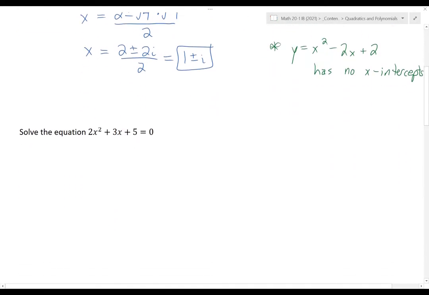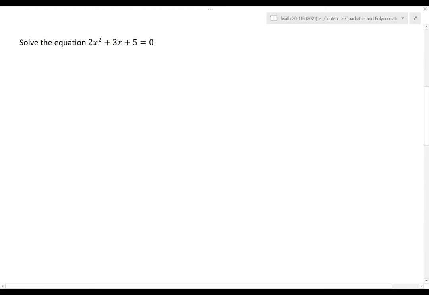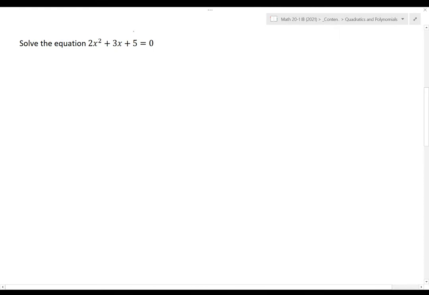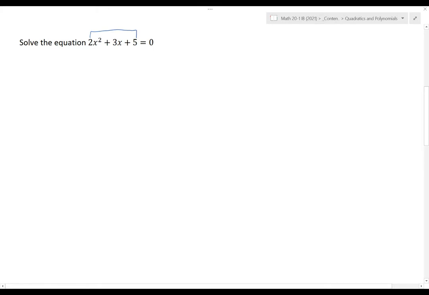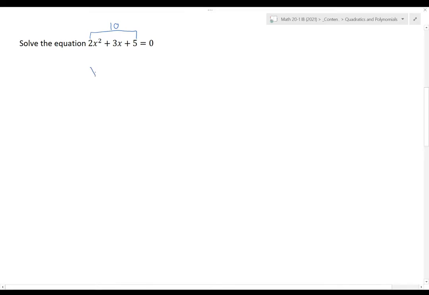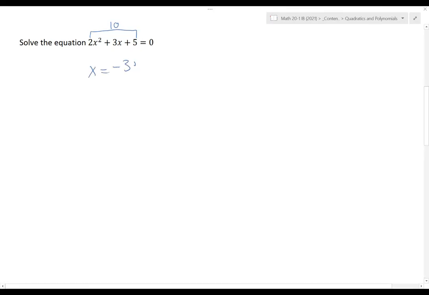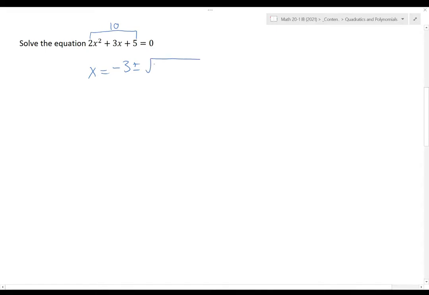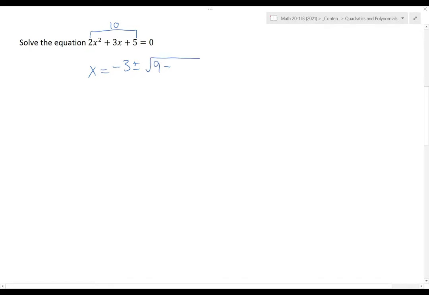So let's look at another example. We have the equation 2x squared plus 3x plus 5 equals 0. Again, try to factor first, but nothing multiplies to 10 and adds to 3, positive 10 and positive 3. If it was negative 10, then that would work. So I'm going to go to the quadratic formula. So x equals negative 3 plus or minus the square root of b squared minus 4 times 2 times 5, which is 40, all over 2 times 2, which is 4.